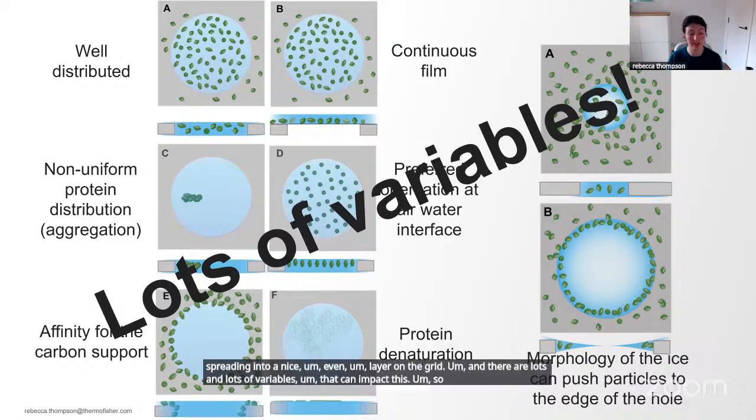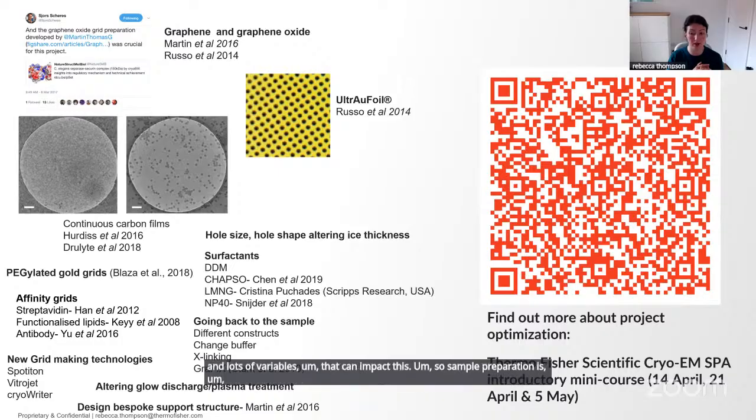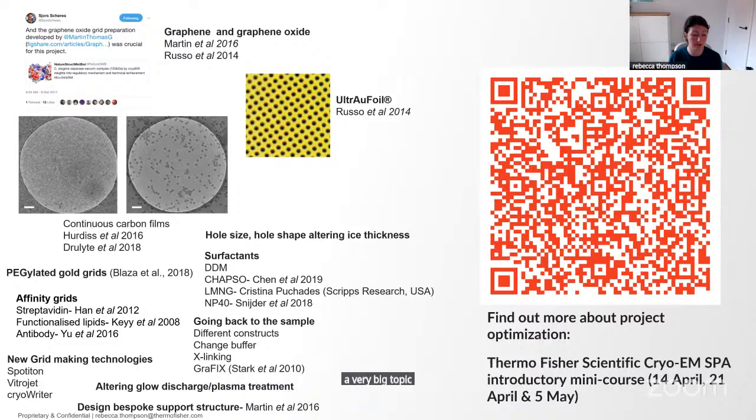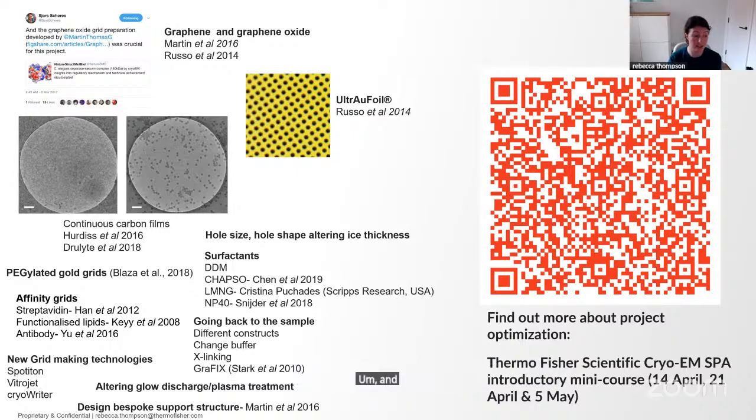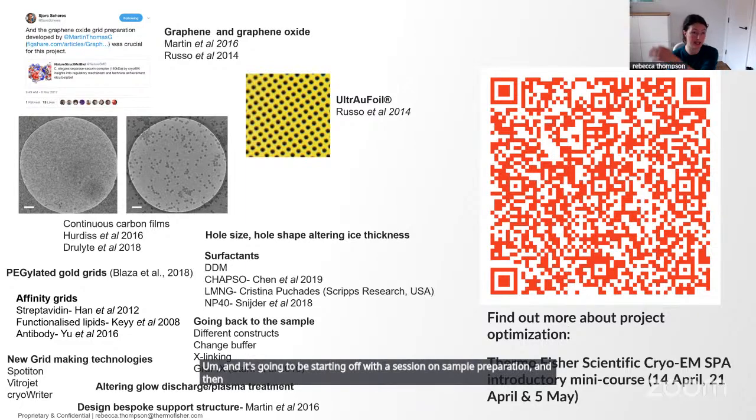So sample preparation is a very big topic within cryo-electron microscopy, and I wanted to highlight to everyone that there's going to be, in just a couple of weeks now, a mini series hosted by the Royal Microscopical Society. This is an online meeting, it's free to sign up to, and it's going to be starting off with a session on sample preparation, and then there will be data collection and image processing as well. So they'll be going into much more detail on everything that I'm talking about today.